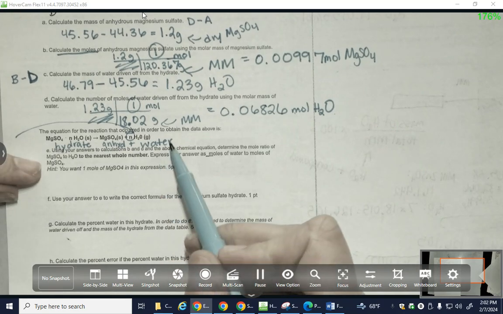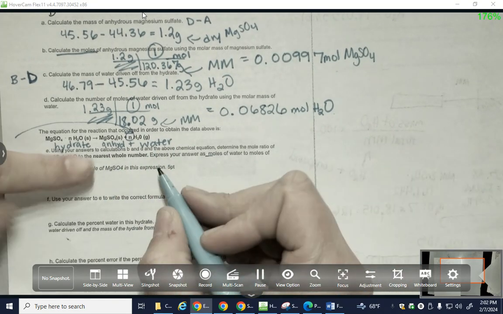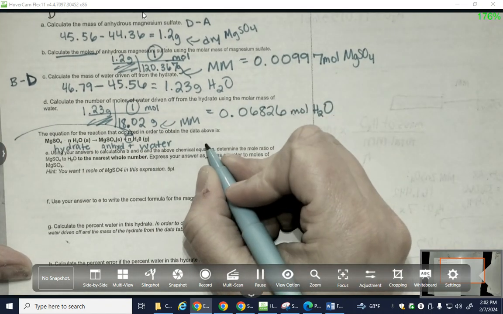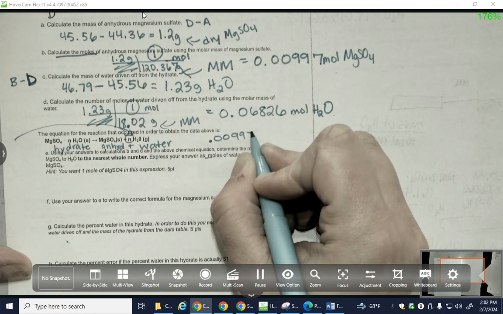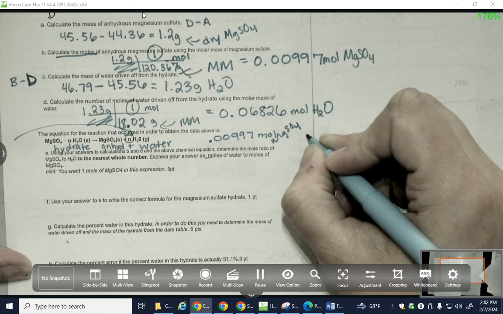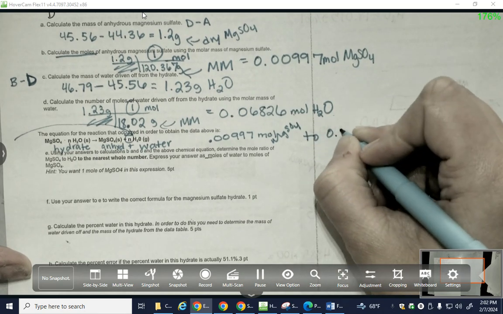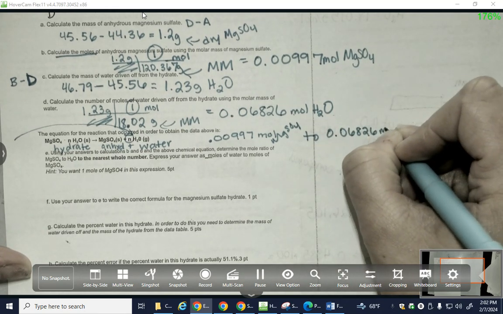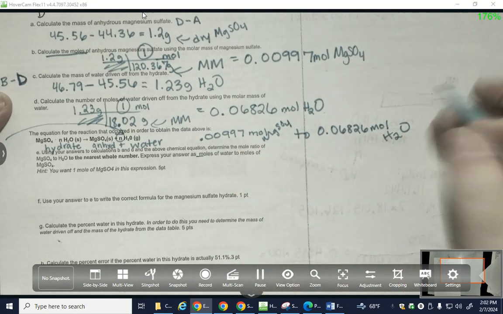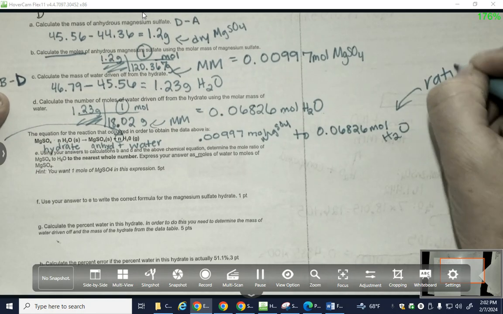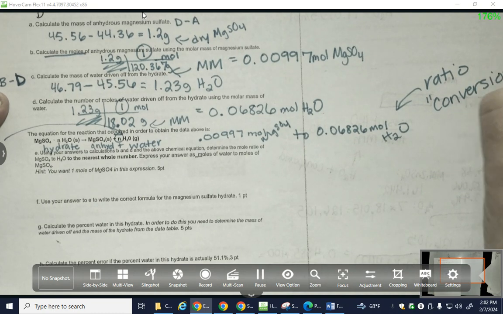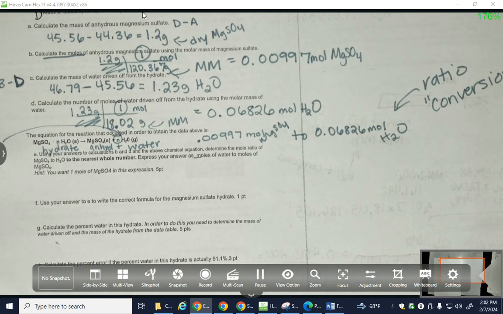All right, so if that's what we have, then that means that our mole, we're talking about this mole of this to that, right? So our moles was 0.00997 moles of MgSO4 to 0.06826 moles of water. So it's just saying this is my ratio, all right? This is my ratio. This is my conversion factor, or my conversion that you're going to use in the next question, okay?